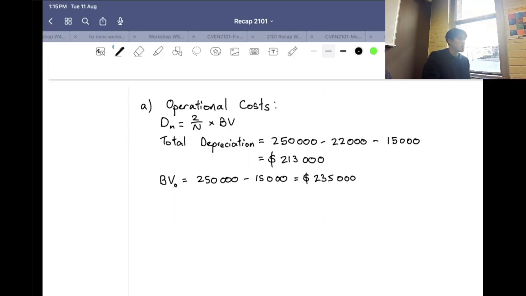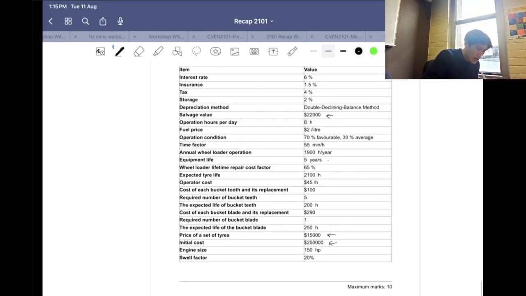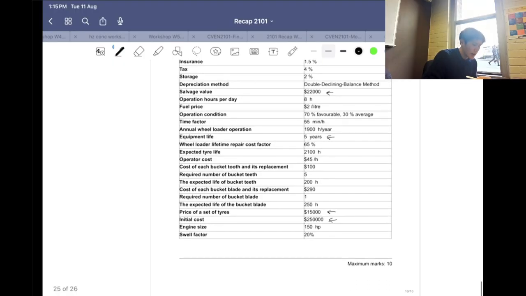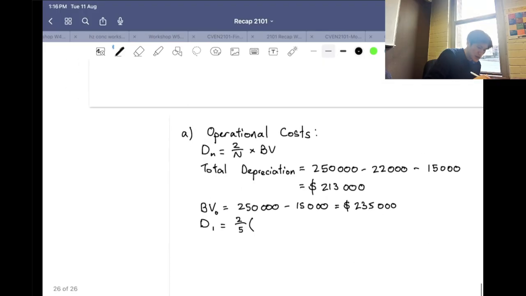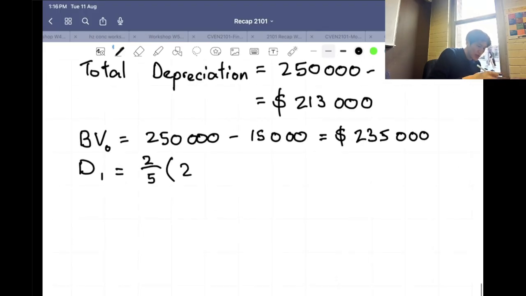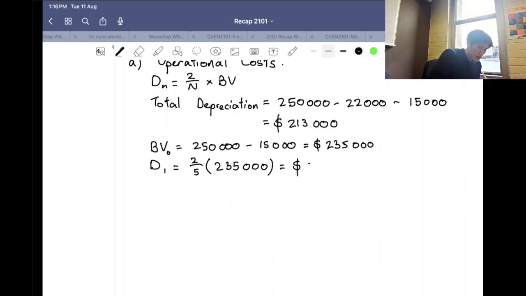So to find the depreciation at the end of year one, I'll call it D1, there would be 2/5, where 5 is the number of years that the equipment is in, and it says in the question that it is 5 years old. So we do 2/n, which is 5. So 2/5 times the book value at the beginning of the year, 235,000, which should give you 94,000.